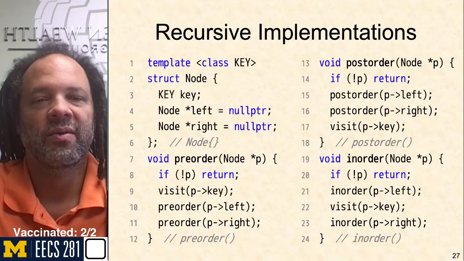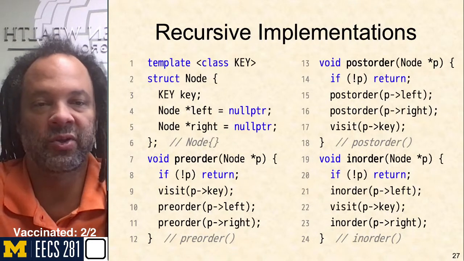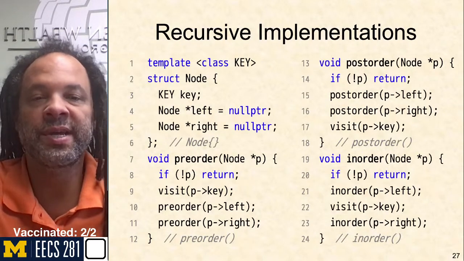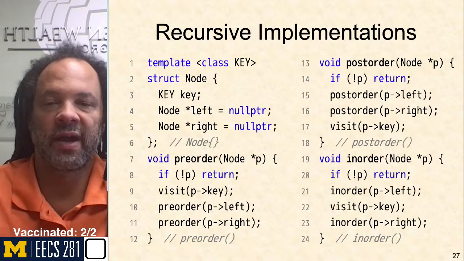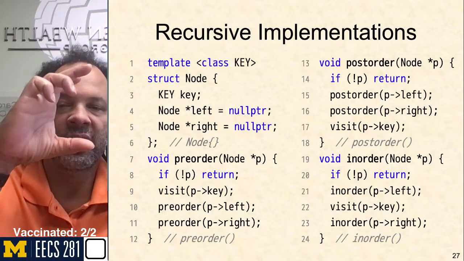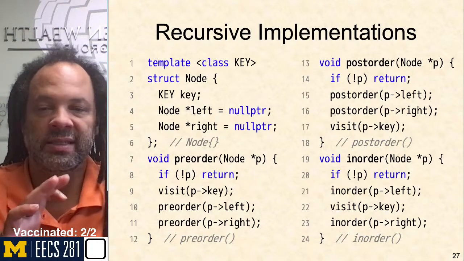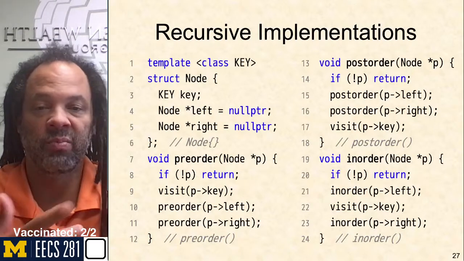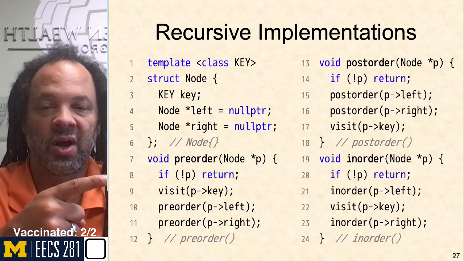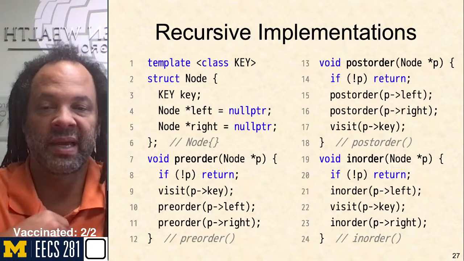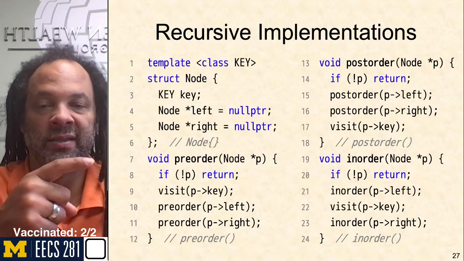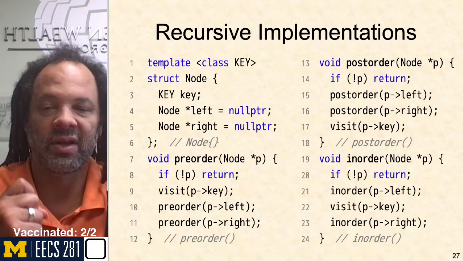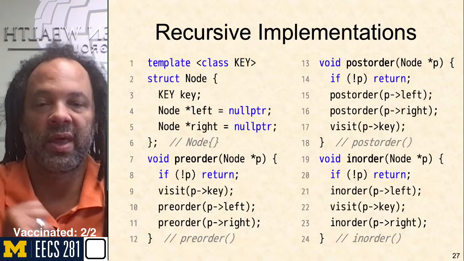Here are really simple, quick versions, and these all compile and work, of those 3 depth-first search traversals. We've got our node definition here in lines 1 through 6. Lines 7 through 12 is the pre-order traversal. It's passed in a node pointer. If the node pointer is null, then we're done. That's our base case. This is a recursive function because pre-order defined in line 7 calls pre-order in lines 10 and 11. We can't have a recursive function without a base case.